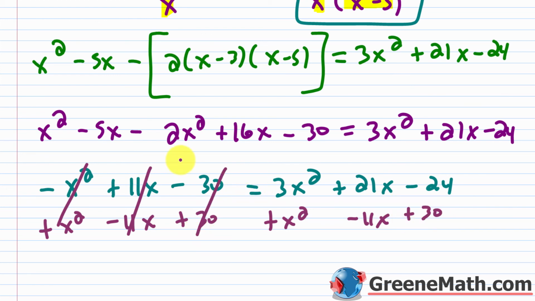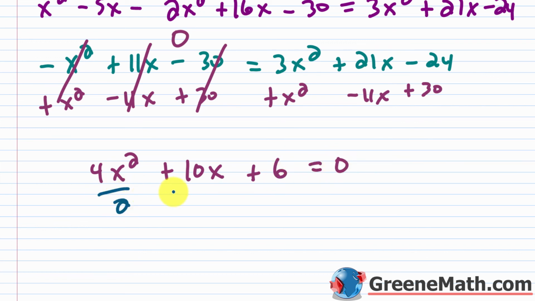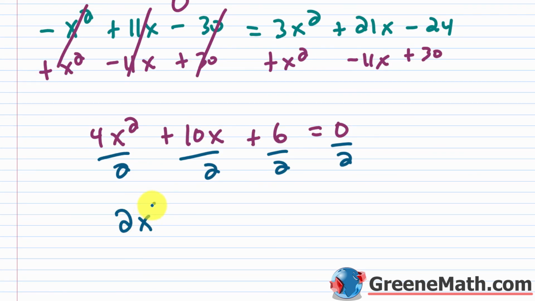So that would cancel. So let's write this as 0. And let's say that 3x squared plus x squared would be 4x squared. And then 21x minus 11x, that's going to be plus 10x. And then negative 24 plus 30 is going to be plus 6, and this equals 0. Now I can divide everything here by 2 just to make things a little bit simpler. So this would be 2x squared, then plus 5x, then plus 3, and this equals 0.